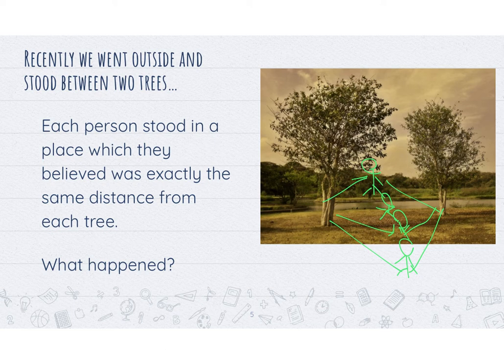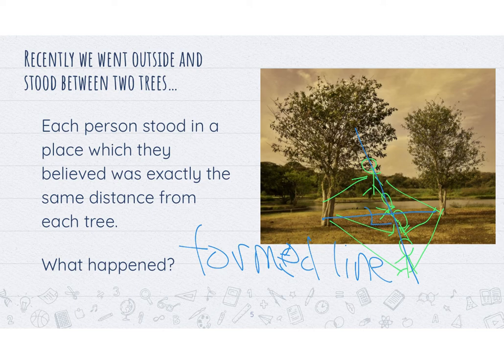And what happened when we did that? Well, what happened is that we formed a straight line between the 2 trees, and that straight line was actually a perpendicular bisector. If we had connected the 2 trees and drew our line, we would have made a perpendicular bisector. So let's look at that definition.